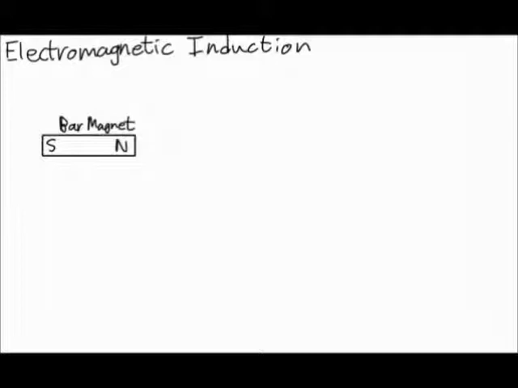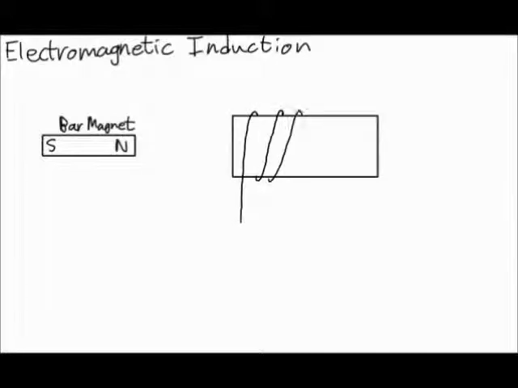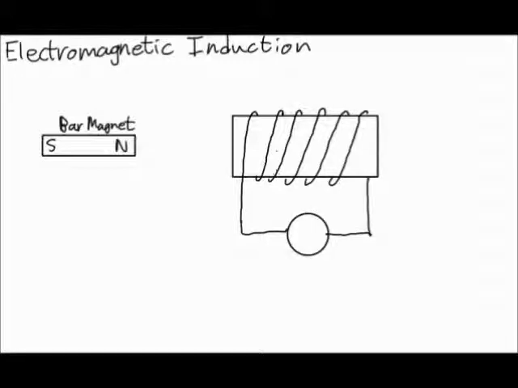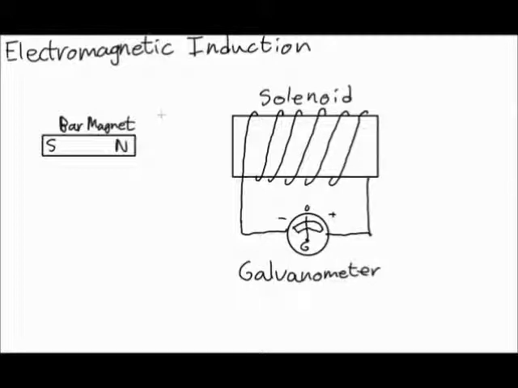His experiment consisted of a bar magnet and a simple circuit which contained a solenoid or electromagnet and a galvanometer, which is an analog device used to measure the current in a circuit. Faraday tried moving the bar magnet in and out of the solenoid while observing the meter.